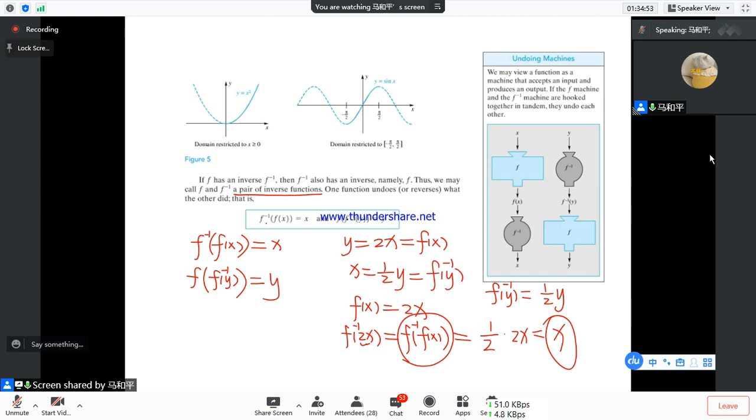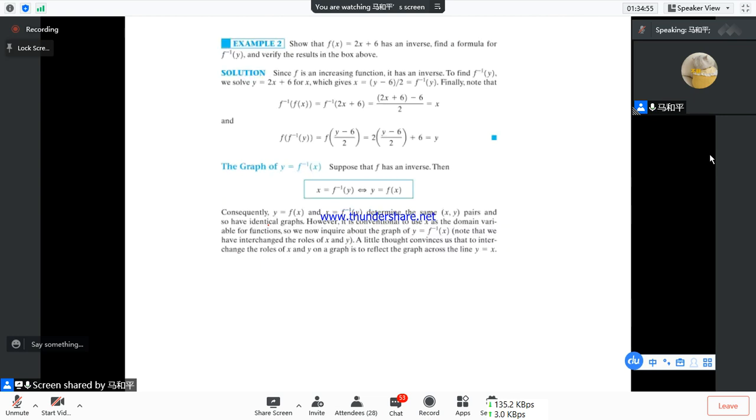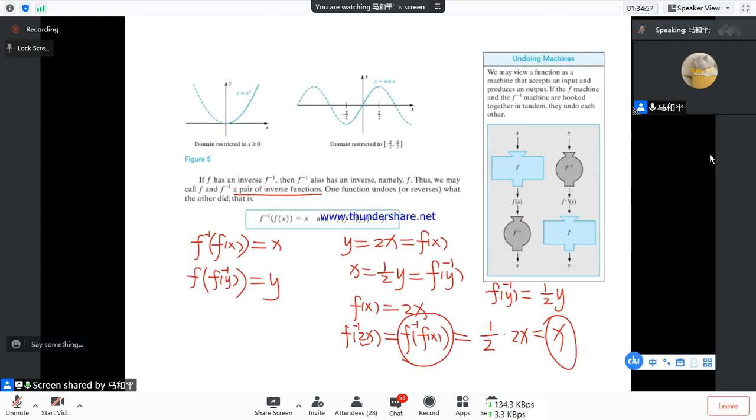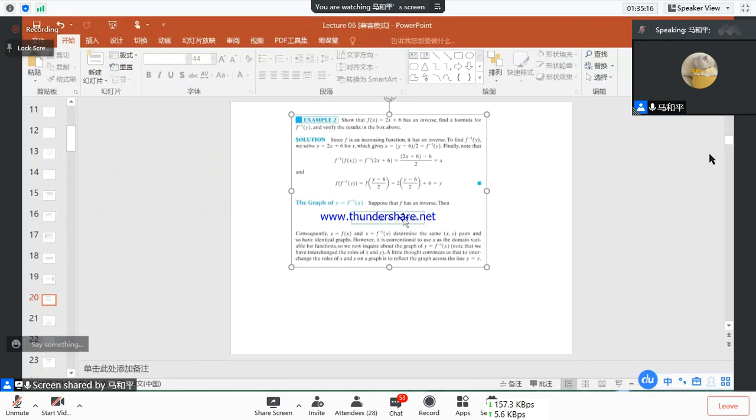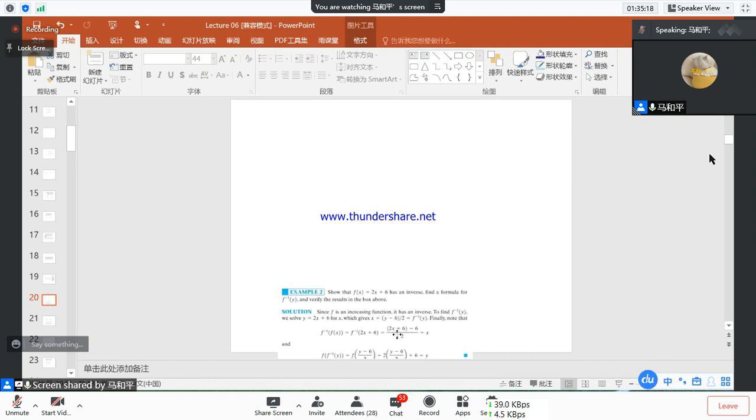Any questions for this? Okay, example 2: show that f(x) = 2x + 6 has an inverse, and find a formula for f inverse of y and verify the results in the box above. Because this one is easy, I leave it for you to finish.